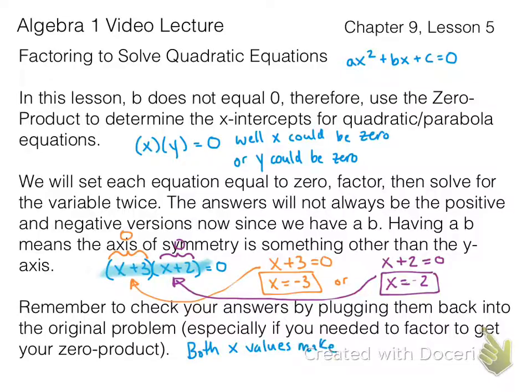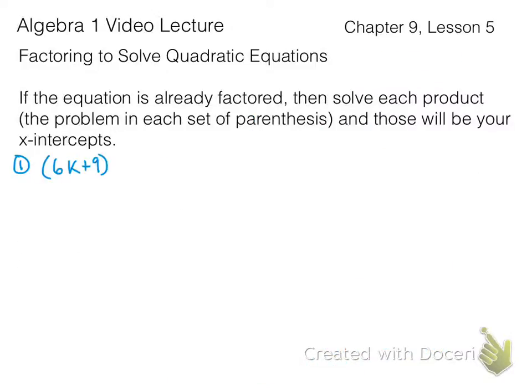So both x values make the equation true, and both are x-intercepts. Okay. So let's go ahead and take an equation that's already factored. And at this point, it's already set to 0. So we're going to solve the problem in each set of parentheses, and those will be your x-intercepts. So we'll just set each set of parentheses equal to 0.